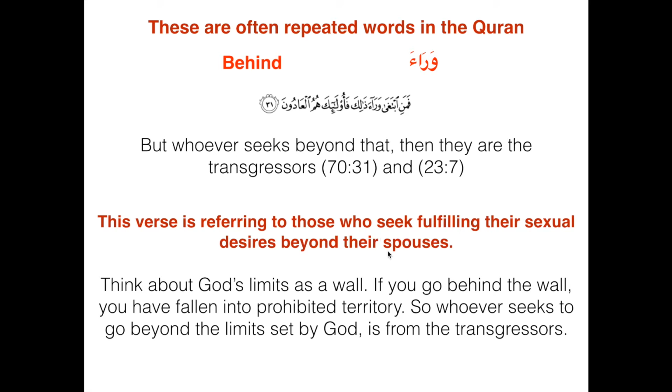Okay, so this is talking about how Allah subhanahu wa ta'ala has put a limit. There's a limit to what a person can do. Right? It's as if it's a wall. Think about God's limits as a wall. If you go behind the wall, you have fallen into the prohibited territory. So whoever seeks to go beyond the limits set by God is from the transgressors, meaning they have gone beyond the boundaries that have been set by Allah subhanahu wa ta'ala. So wara is like behind the boundaries, behind the wall. So they're going into dangerous territory and prohibited territory.